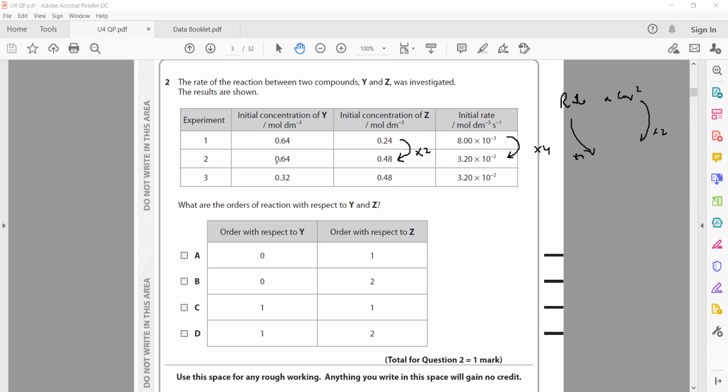And what about Y? When you compare experiment 2 with experiment 3, we keep the Z concentration 0.4, the rate was 3.2, but what we did, this will become half. So if this is divided by 2, but the rate does not change, it means the change in concentration is not affecting the rate. So it shows that it is zero order with respect to Y and second order with respect to Z. If any question you want me to repeat, I will repeat. Otherwise, I'll move on to the next question.